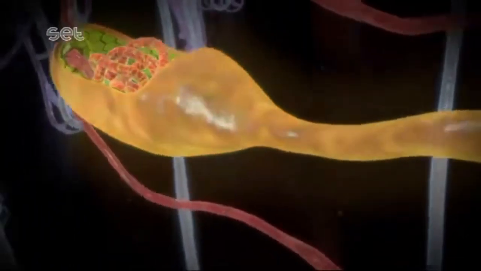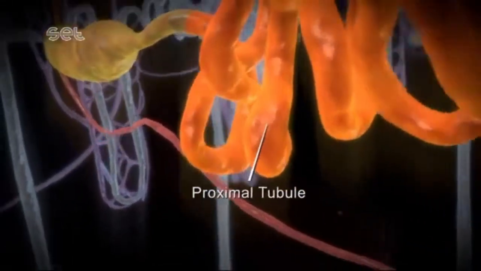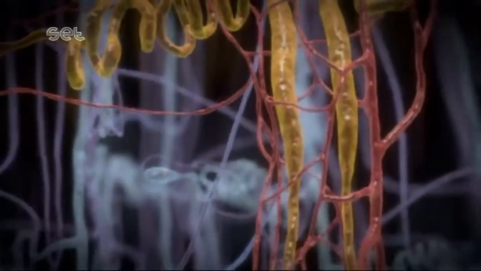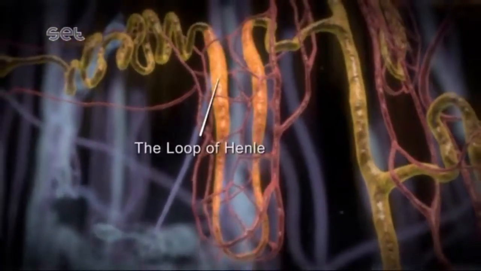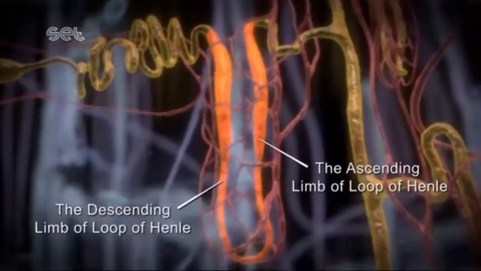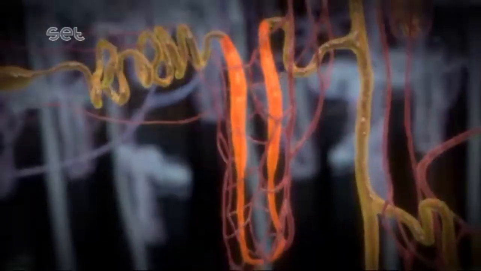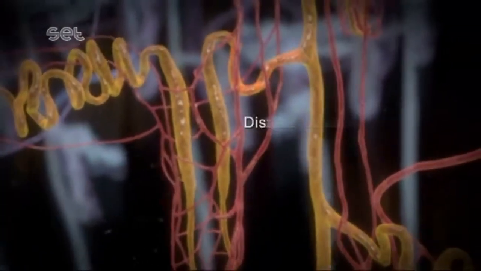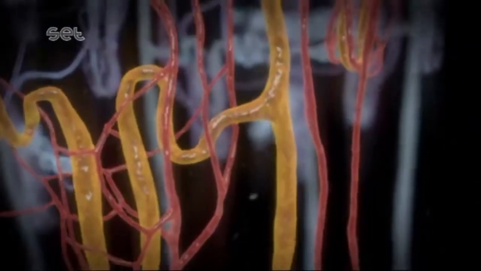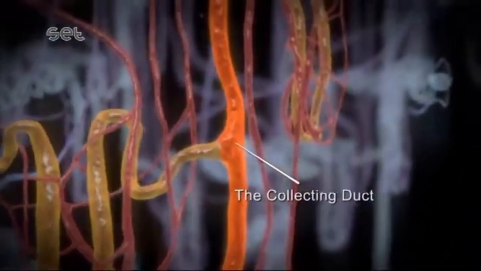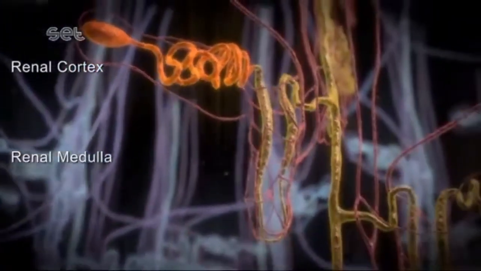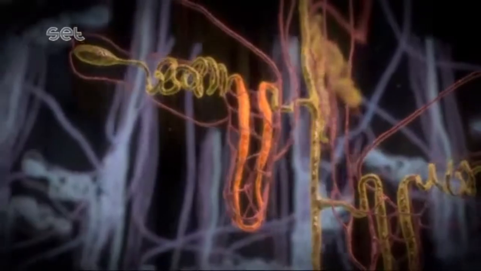After the Bowman's capsule is the section of the nephron tubule called the proximal tubule. This structure is located in the cortex of kidney. The proximal tubule leads to the loop of Henle in the medulla region of the kidney. The loop of Henle is made of two parts, the descending limb and the ascending limb. The loop of Henle ascends back into the cortex to form distal tubule. The distal tubule then connects to a wider tube called the collecting duct. While Malpighian corpuscle and proximal tube parts of the nephron are found in the cortex, the loop of Henle is located in the medulla region.